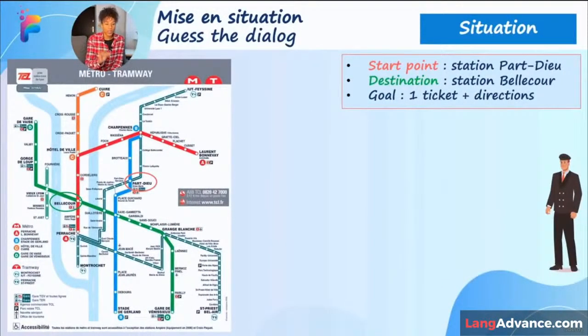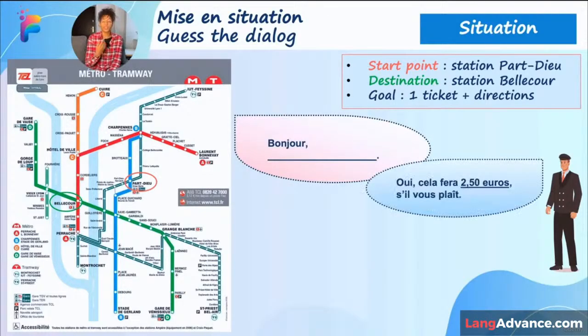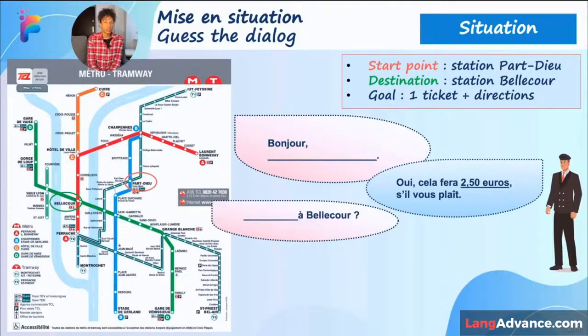Now, guess the dialogue. We have a metro and tramway map and we know our starting point, Station Pardieu. We know our destination, Station Bellecour. And our goal is to get one ticket and ask for directions. Bonjour. You have to fill in the blanks knowing that I give you the answer. Oui, cela fera 2,50 € s'il vous plaît. Now, how would you ask for directions?